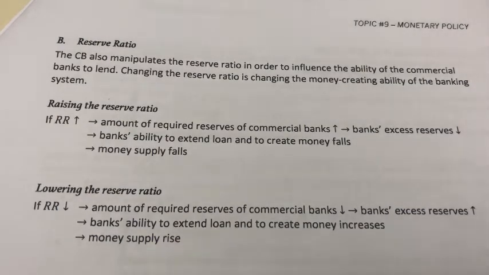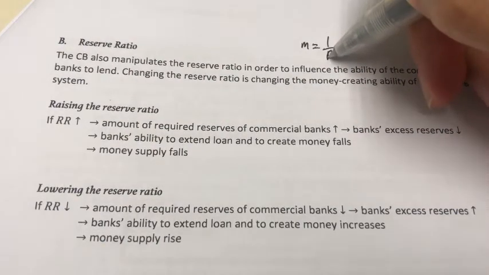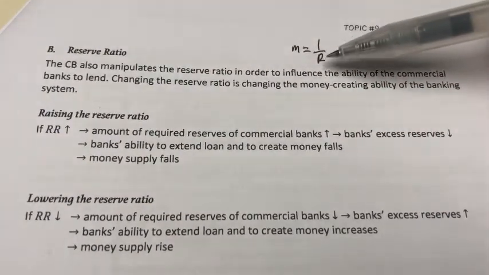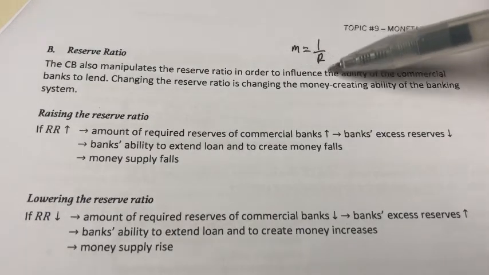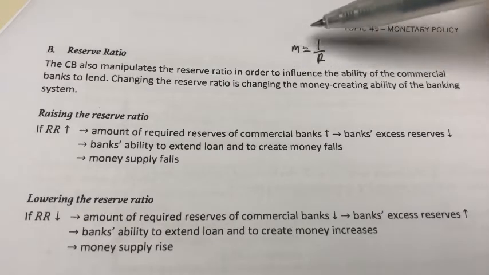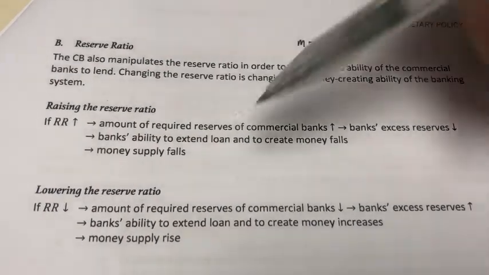Because when the reserve ratio changes, the money multiplier will also change, right? Remember the formula? M equals 1 over R. So can you imagine here, if R increases, the money multiplier will fall, whereas if R falls, the money multiplier will increase, because there's a negative relationship between money multiplier and reserve ratio. Now let's look at the explanation.